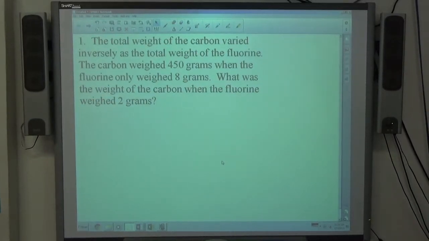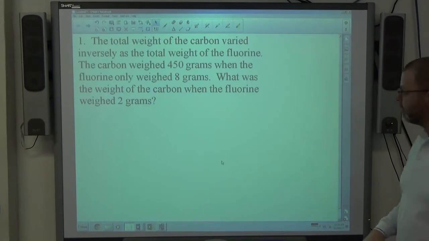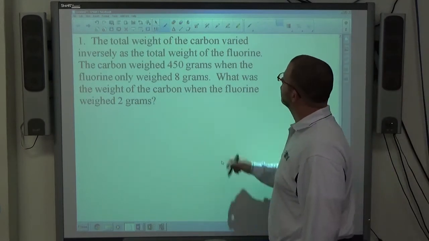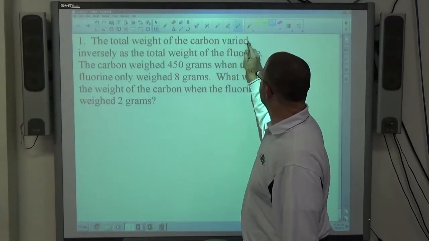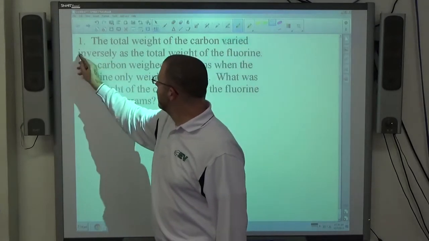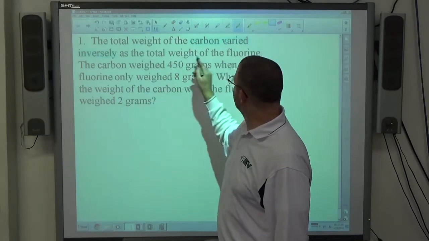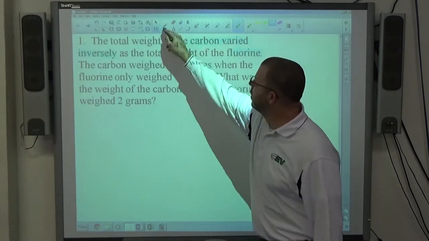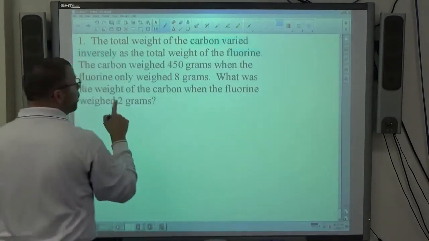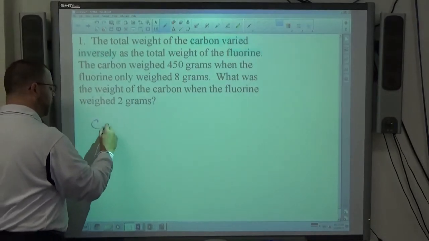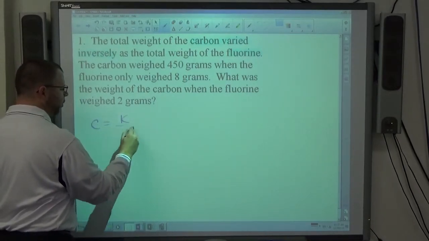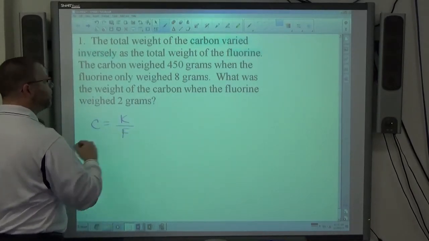Okay, problem 1 on the test study guide for test 17. The total weight of the carbon varied inversely as the total weight of the fluorine. So as soon as I see the word varied, I know it's a variation problem. This is an inverse variation of carbon's weight inversely as fluorine's weight. So first thing I would do, if carbon varied, C equals K, inversely divided by fluorine F.